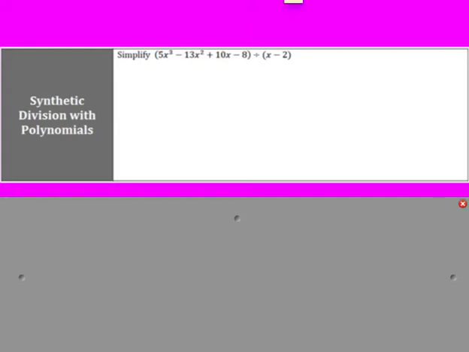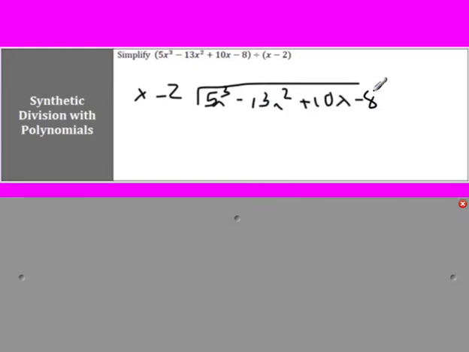When we were dividing x minus 2, we would set it up in our long division. So here we have 5x cubed minus 13x squared plus 10x minus 8. We would ask ourselves, what do I need to multiply x by to get to x cubed? Well, I'm at x to the first, I need to get x to x cubed, so I'm going to multiply by x squared. So I'm taking each of these terms and multiplying them by x squared. And then I get x to the third minus 2x squared. Now recall that that's being subtracted.